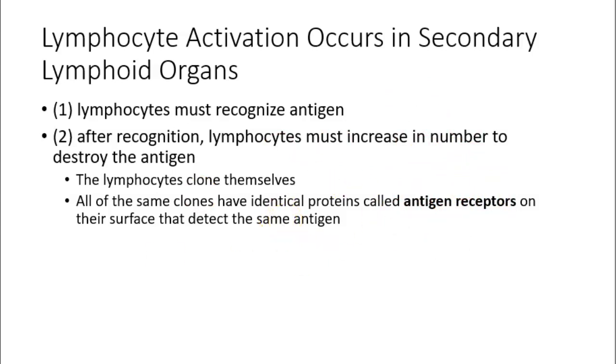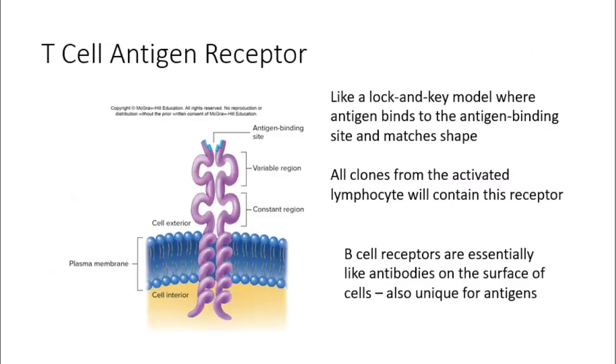Here is an example of a T cell receptor antigen receptor on the surface. You'll see here's the plasma membrane of a T cell, and you see there are structures coming out of the T cell that are, it says variable and constant region. This is not an antibody. This is a T cell receptor. But at the tip of the T cell antigen receptor is the antigen binding site. All clones that come from an activated T cell will have this same receptor and have the same ability to bind the antigen binding site.